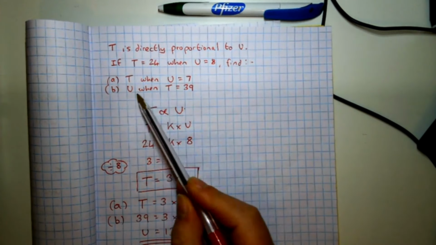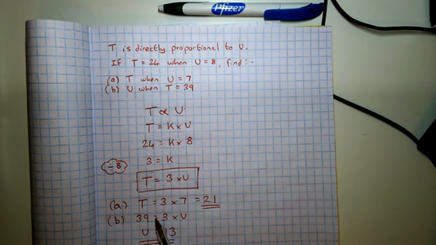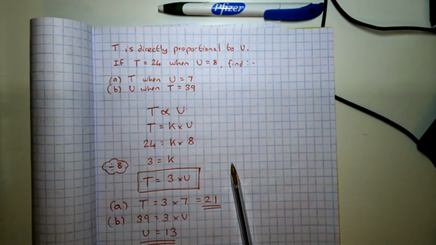And the last one, u when t is 39, substitute in t is 39. And then rearrange this, so divide both sides by 3, and you're going to get u is 13. So hopefully that helped. And now you know how to complete direct proportion questions.